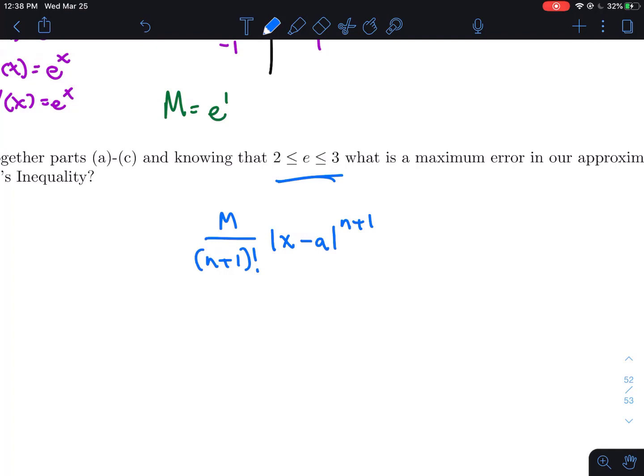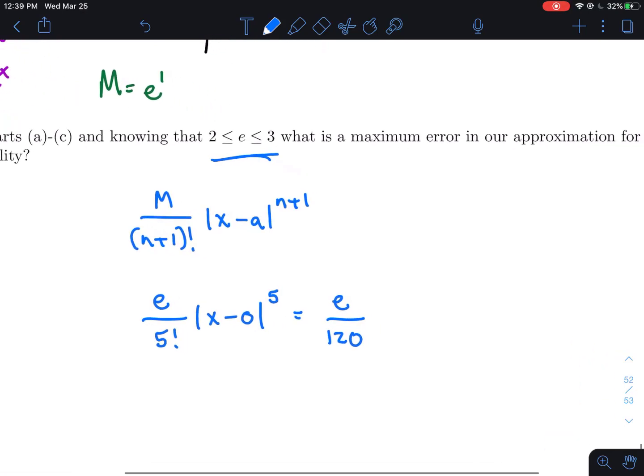And so we're going to start plugging things in. We know that our M we found to be e. We know that we had our n to be 4, so 4 plus 1 is going to be 5 factorial. We have x minus a, where our a value was 0, and we're raising this to the n plus 1, that's going to be the 5th power. I could simplify this down a little bit more: e divided by 5 factorial, 5 times 4 times 3 times 2 times 1, that's going to be 120.